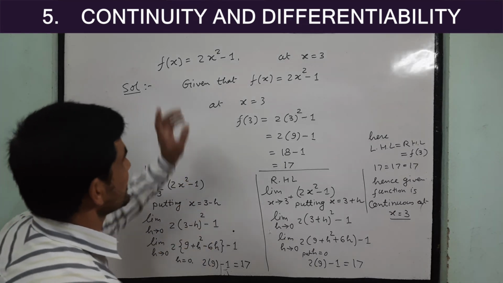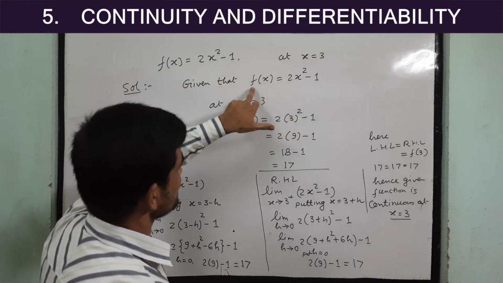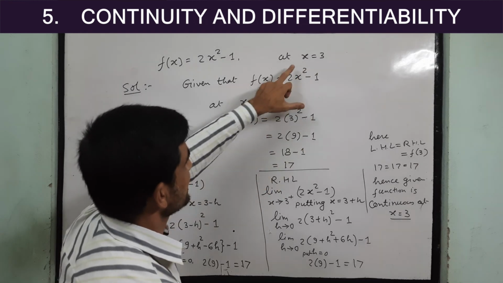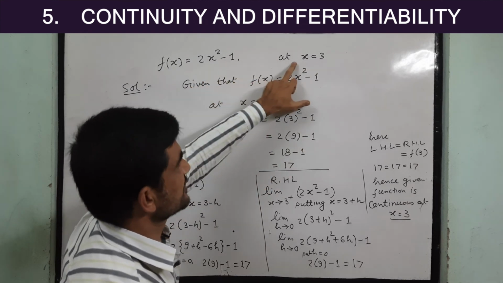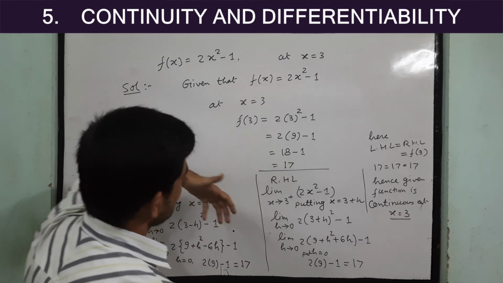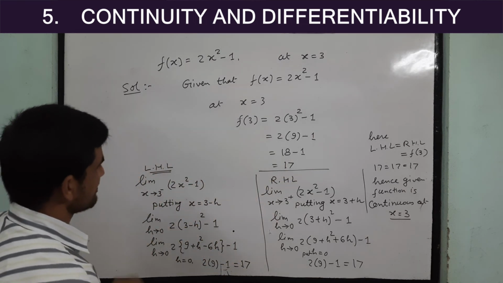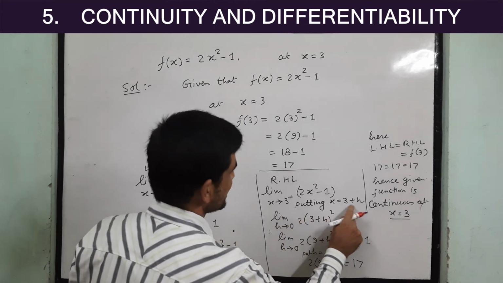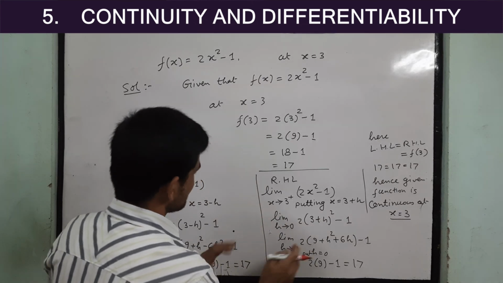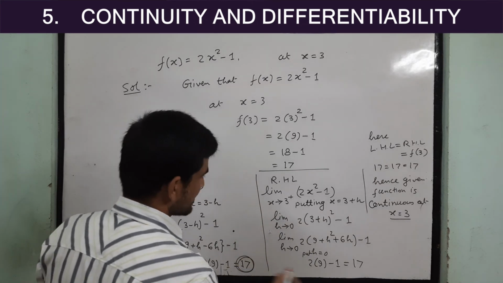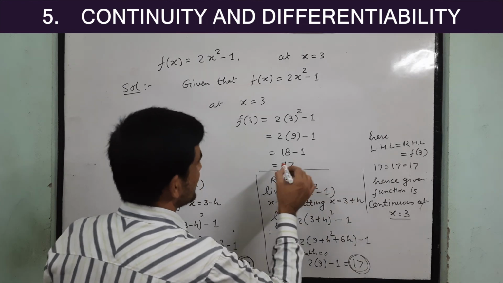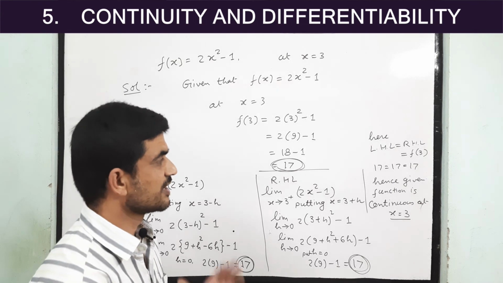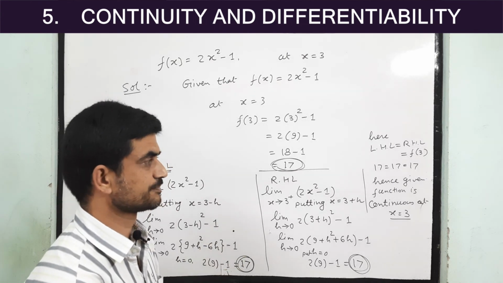See once again, the function is given. First of all, find the value of the function at the given point. At x = 3, it will be 17. Then find the left hand limit by putting x = 3 − h. Then find the right hand limit by putting x = 3 + h. Both limits give the same value, 17 and 17, and the value of the function is also 17. If all these three are equal, the function is continuous.